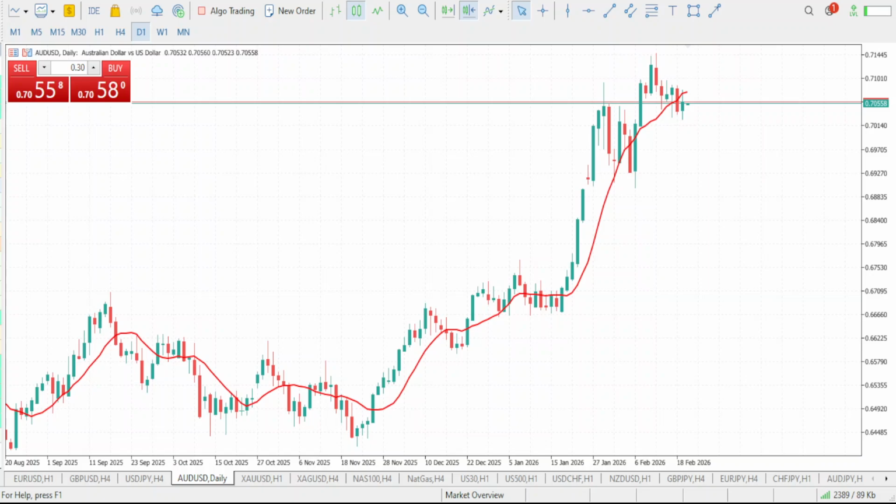To take a look at our AUD/USD. So AUD/USD is currently dropping right here. It is giving us a minor movement, which is trending to the downside. We are going to analyze it and look at what we are going to be expecting for the day.